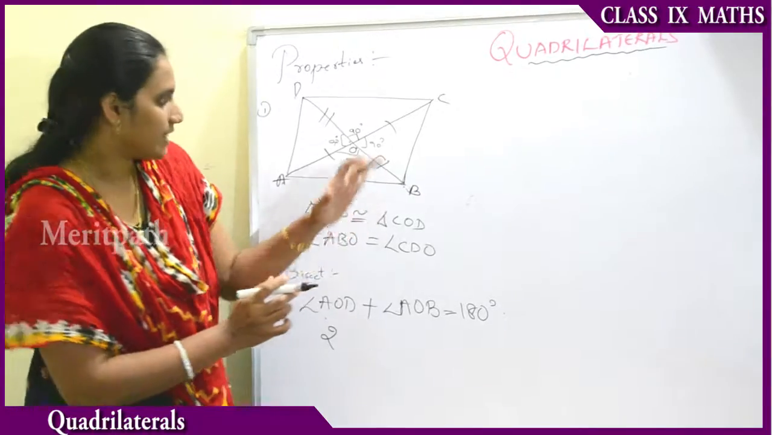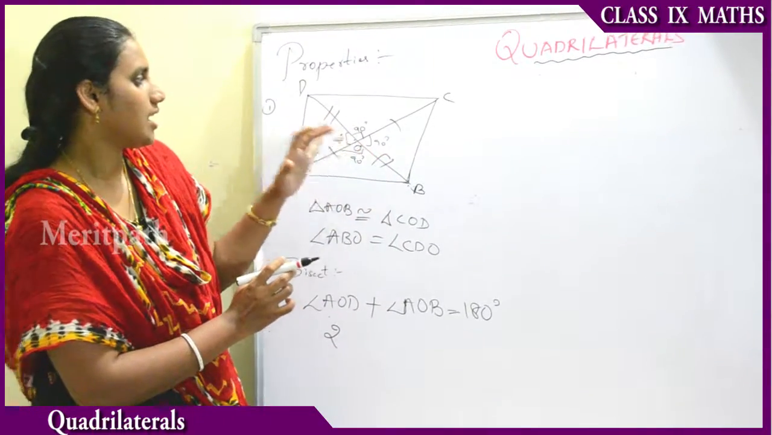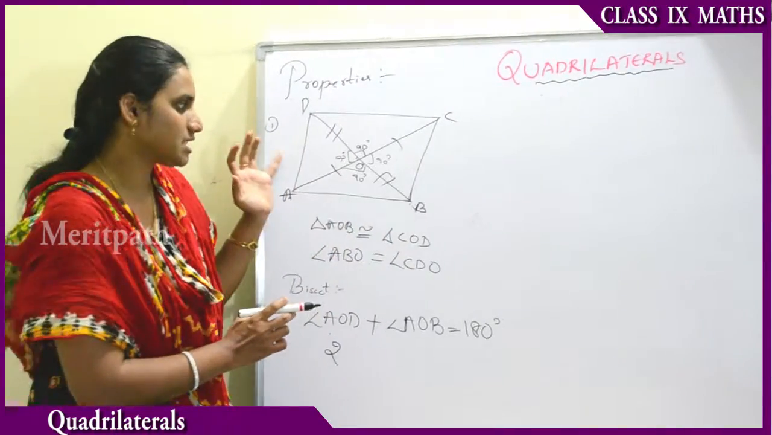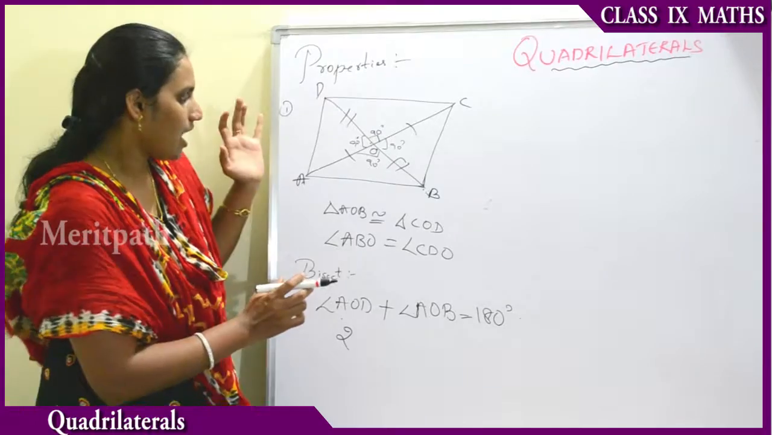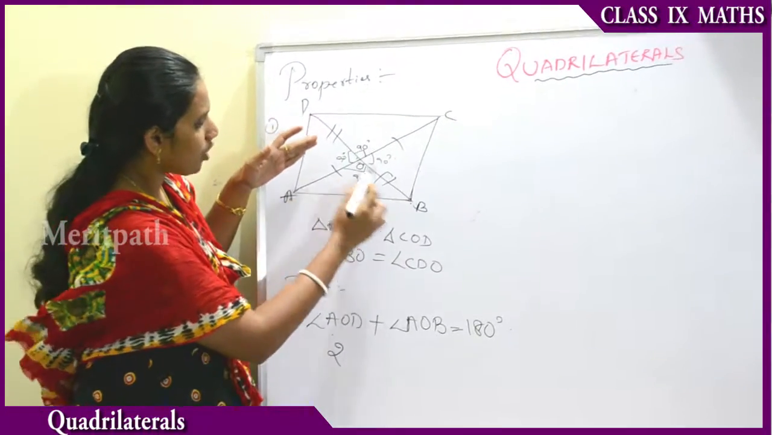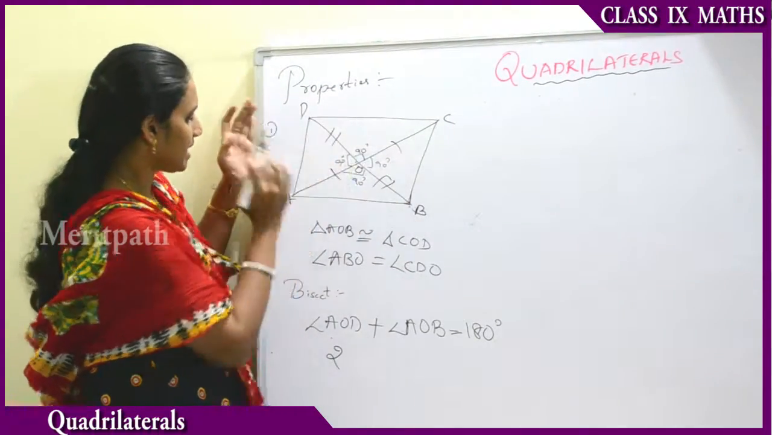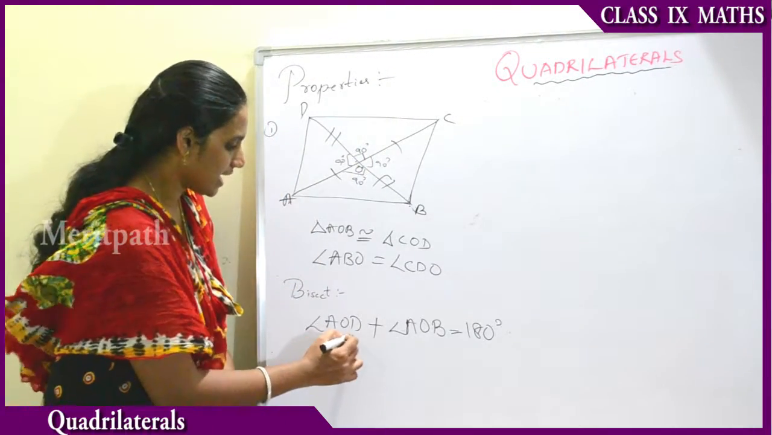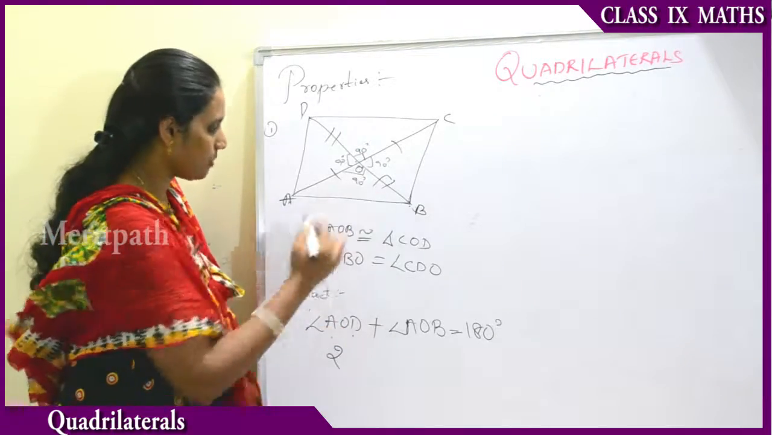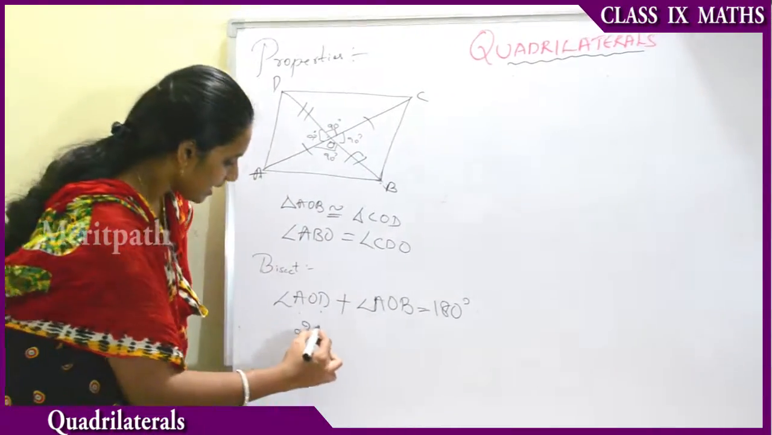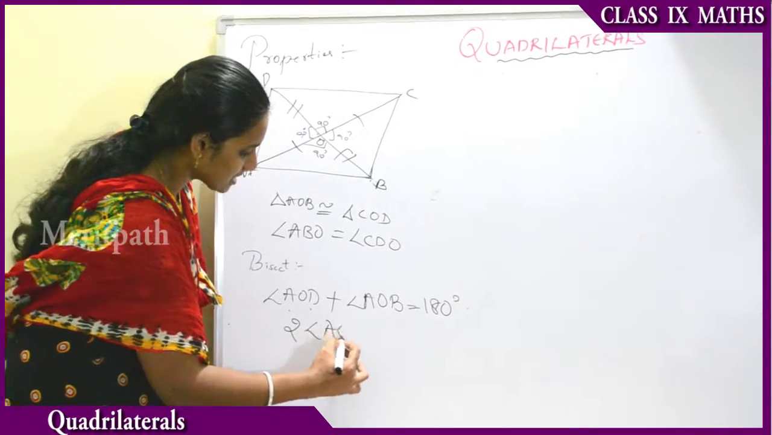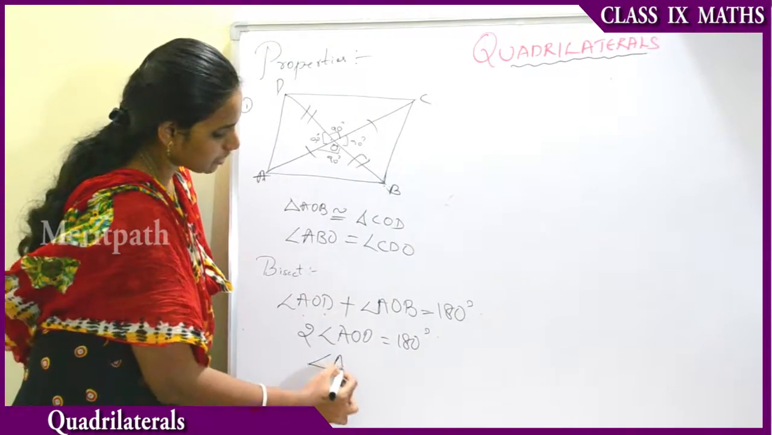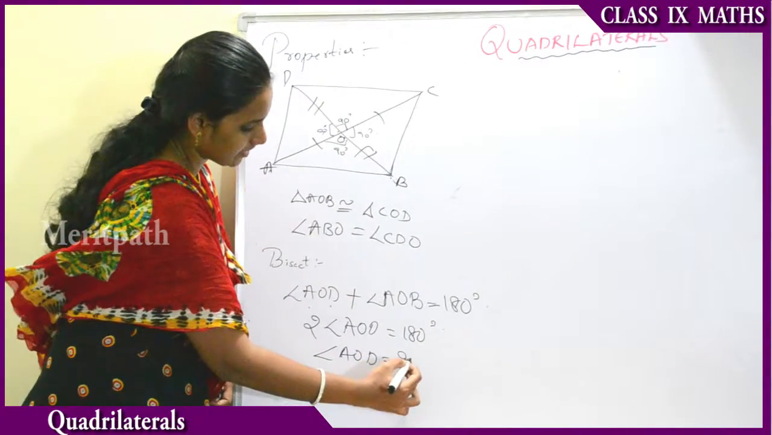I have previously said that two congruent triangles make a quadrilateral, right? That is the first basic property of a parallelogram. Now let us assume that triangle AOB exactly coincides with triangle AOD, and therefore we can write that angle AOD equals angle AOB, and therefore 2 times angle AOD equals 180 degrees, and therefore angle AOD is 90 degrees.